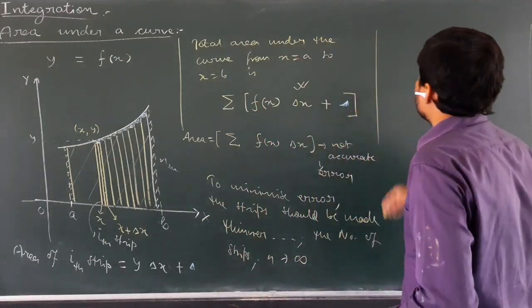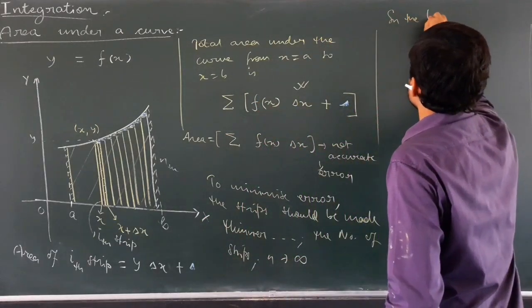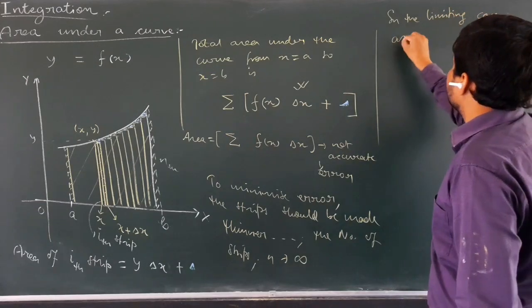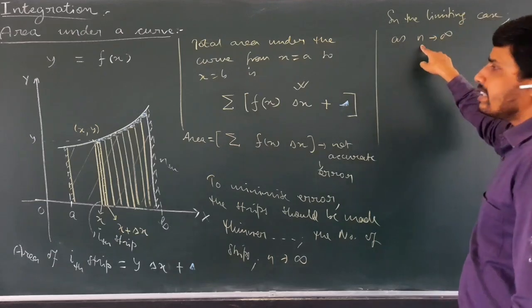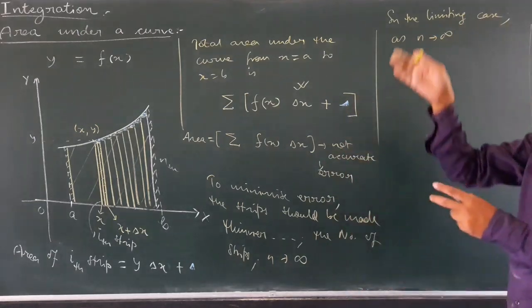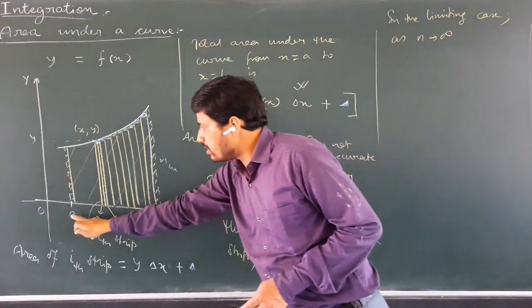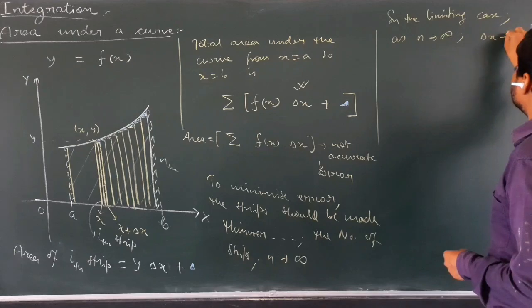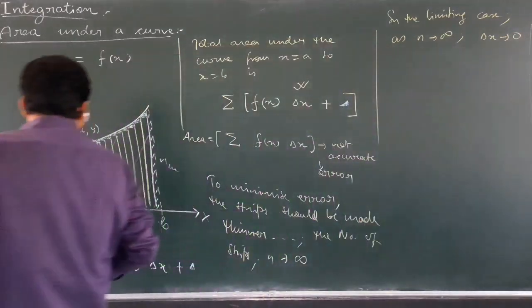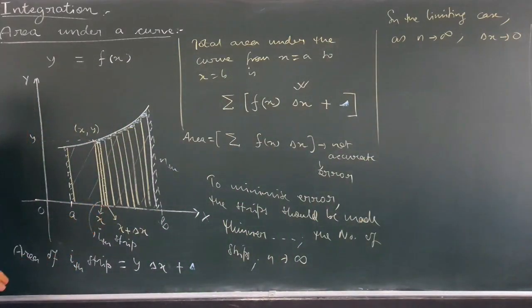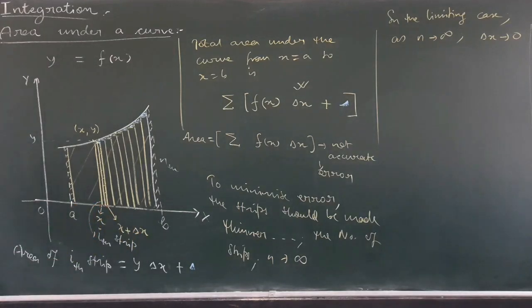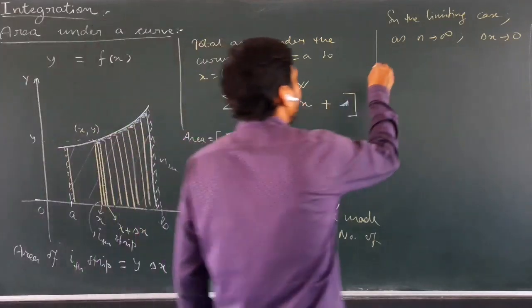So in the limiting case, as n tends to infinity, what is n? n is the number of strips. If we make infinite number of strips from x equal to a to x equal to b, then delta x tends to 0. What is delta x? Delta x was this thickness of a strip. This is x plus delta x. So delta x is the thickness of that strip. So thickness of the strip tends to 0.